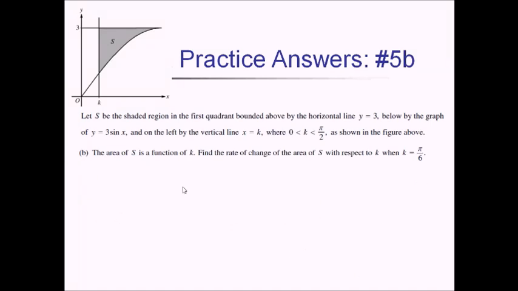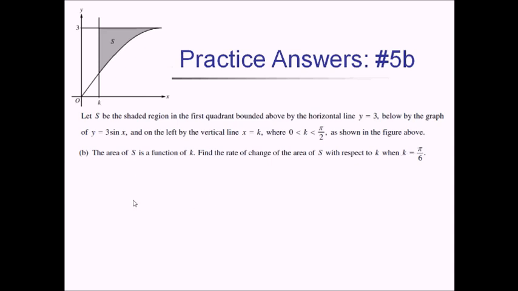On this problem, they're telling us the area of S is a function of k, and then they want the rate of change of S with respect to k when k is pi over 6. So we first need to write out an S function with k as the input variable, and then take the derivative and plug in pi over 6 for k. That's our game plan on this one.